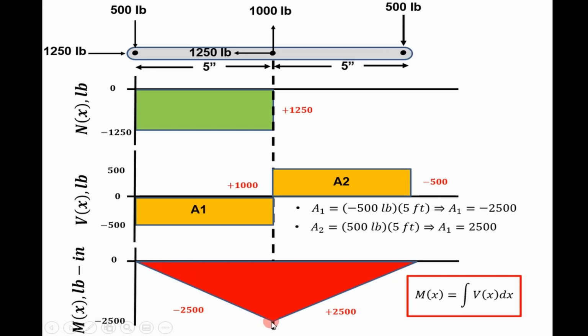Bang. And so now we hit this area. This is positive area, so now it's a linear line too. And we go up 2,500. So if we go up 2,500, bang, we end up at 0. So there we have it, guys. That's how you do normal, shear, and bending moment diagrams. It's that easy.